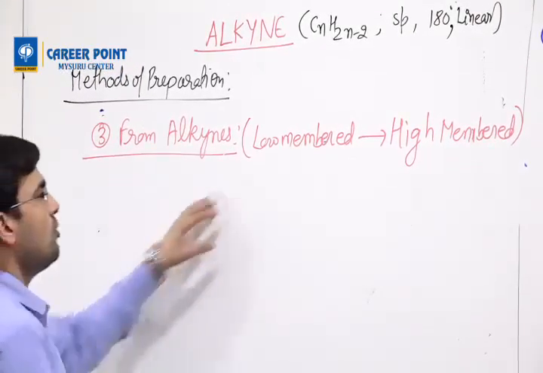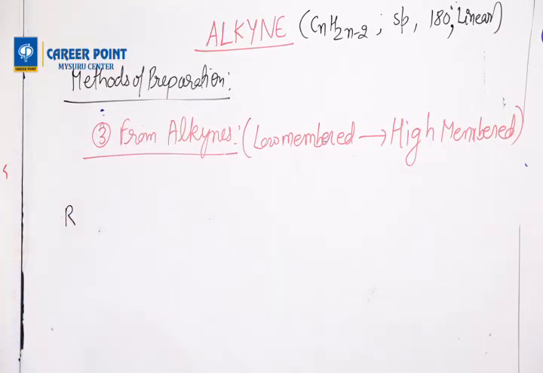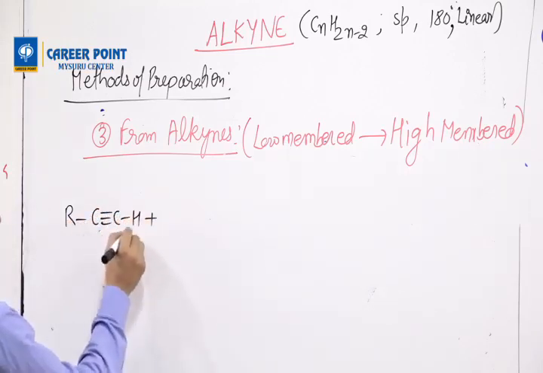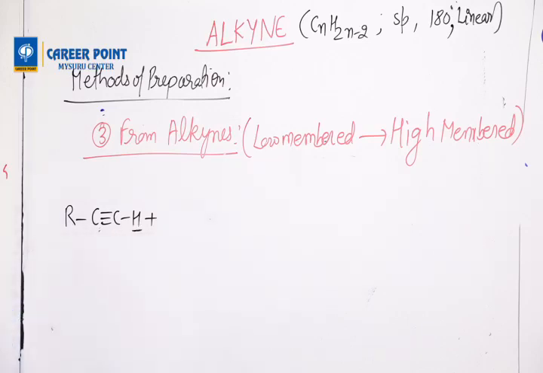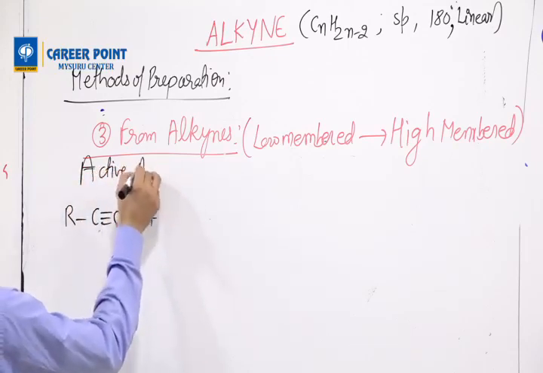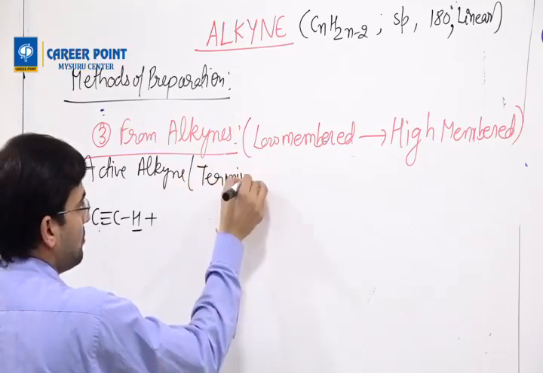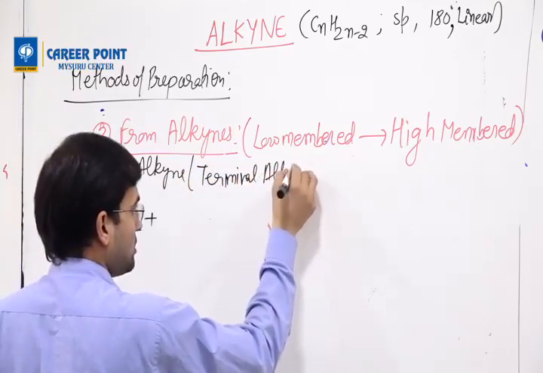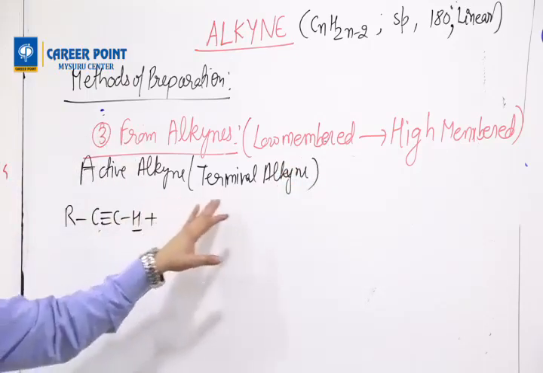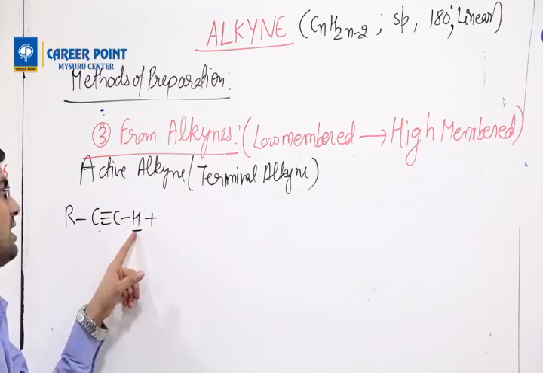So now a low membered alkyne goes to a high membered alkyne. So we are going to take an alkyne, but here there is one point. You can take only those alkynes which have terminal hydrogen. They are also known as active alkynes, or terminal alkynes. So this reaction only proceeds if you have an active or terminal alkyne. This is an active alkyne because there is hydrogen present at the end.